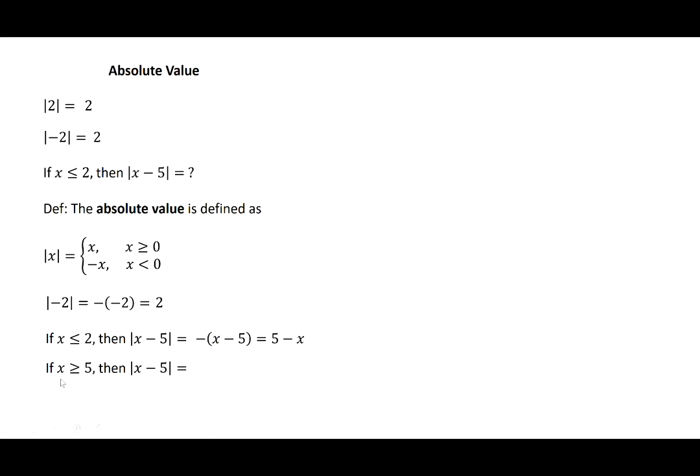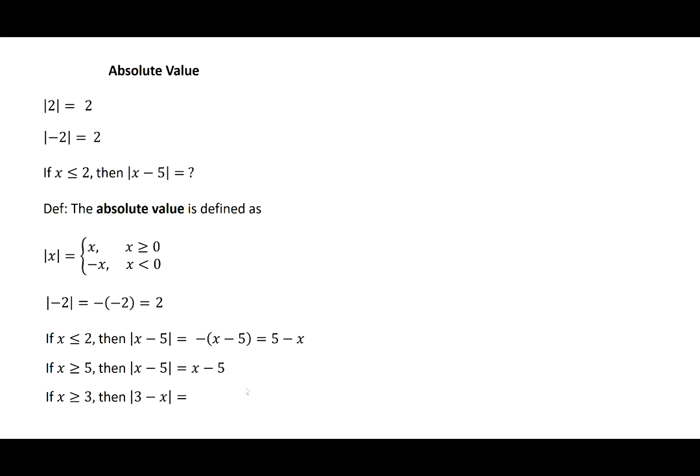If x is greater than or equal to 5, then what do you think absolute value of x minus 5 would be? Simple. Ask yourself, will the quantity x minus 5 be positive or negative? Clearly, when x is greater than or equal to 5, x minus 5 is positive. So absolute value of the quantity is the quantity itself. So x minus 5 itself.